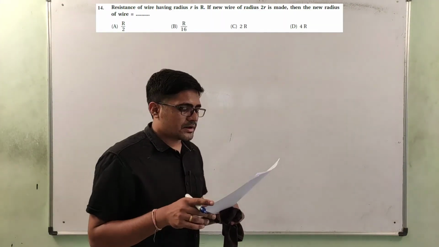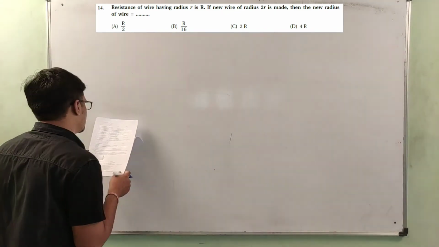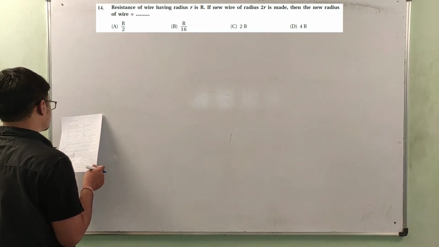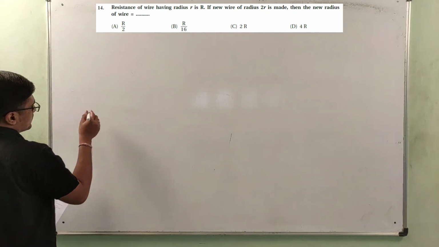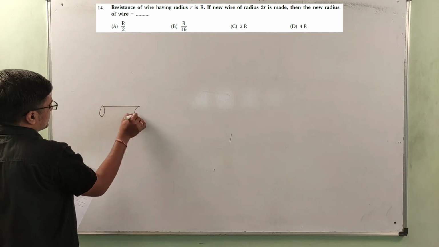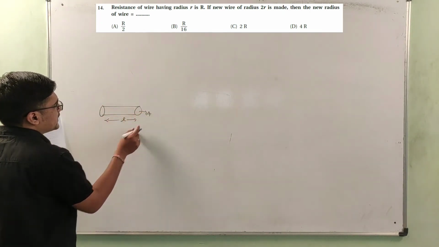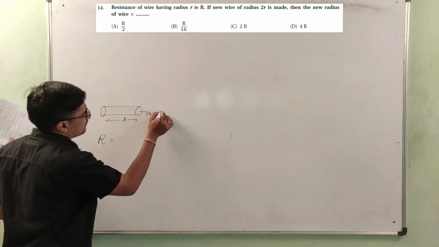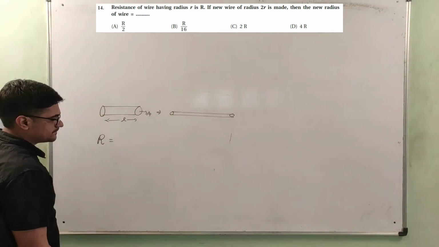The resistance of a wire having radius R is R. If a new wire of radius 2R is made, then what will the new resistance of the wire be? Whenever you increase the length of a wire, the cross section area will decrease. Why? Because it becomes thin if you increase the length.